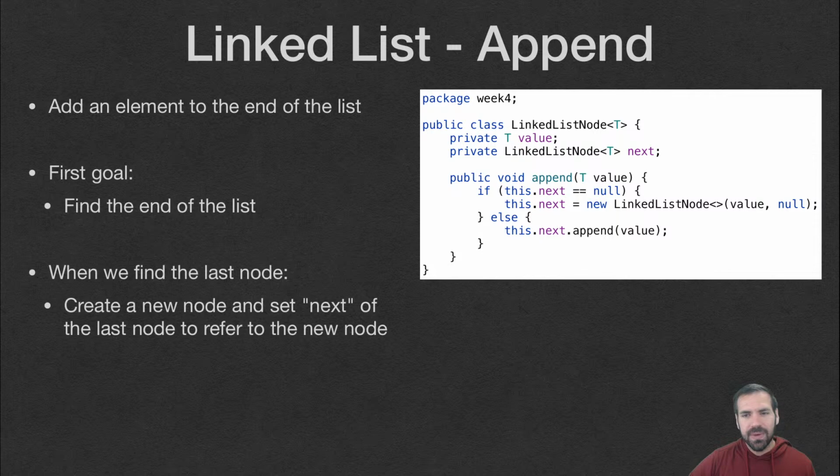That's all the information we have to start with. So to append to the end of the list, first we're going to have to traverse the entire list until we see null, and then add to the list. So we have to find the end of the list and then append to the end of the list.